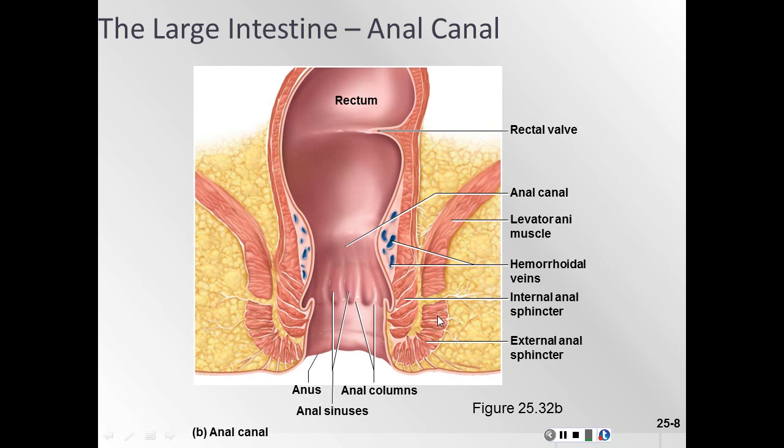And which one did I say is voluntary? That's right, the external anal sphincter is voluntary, and our internal anal sphincter is involuntary. You can't control this one, but you can control the external.